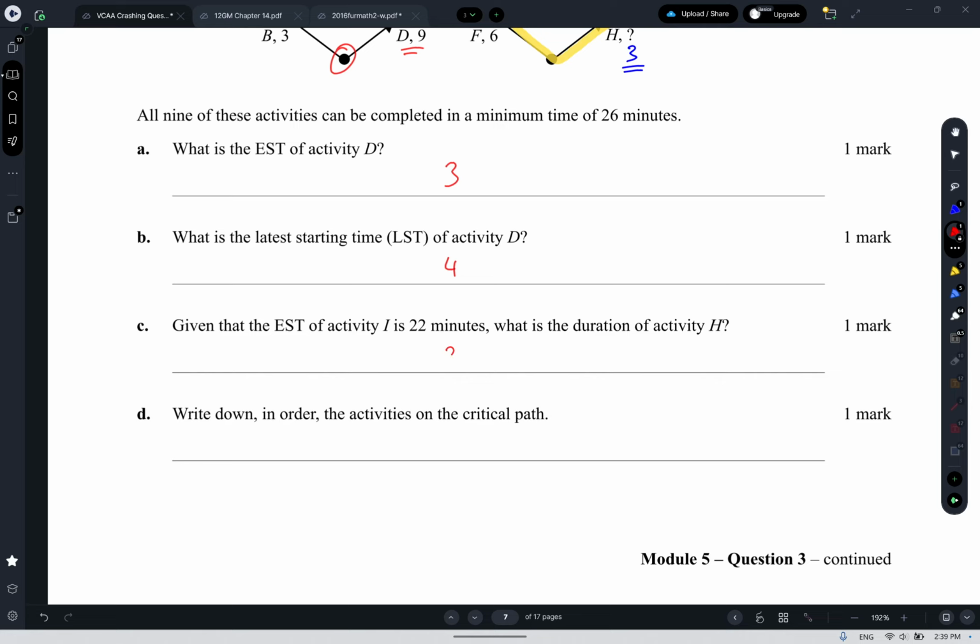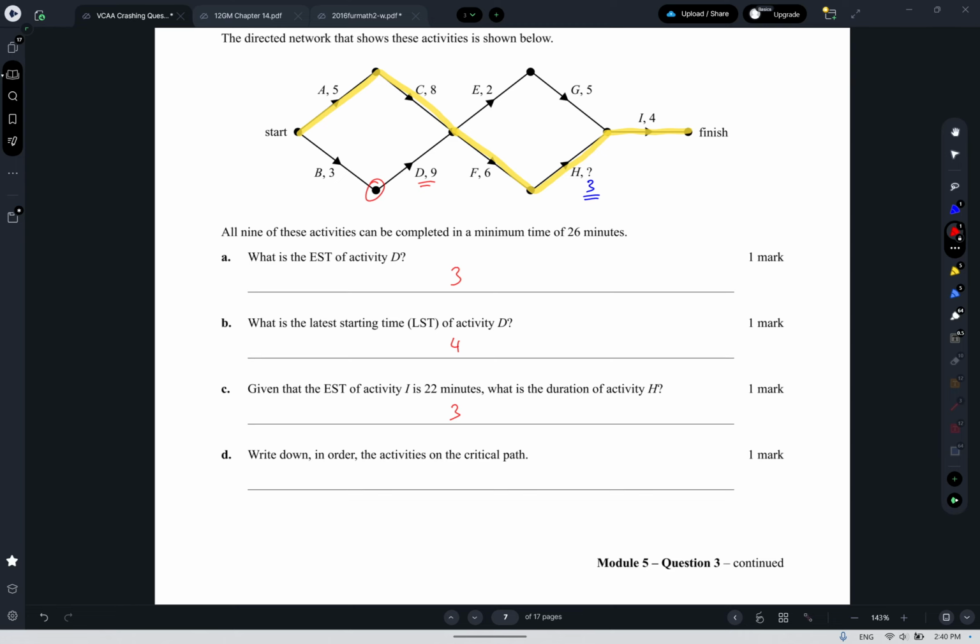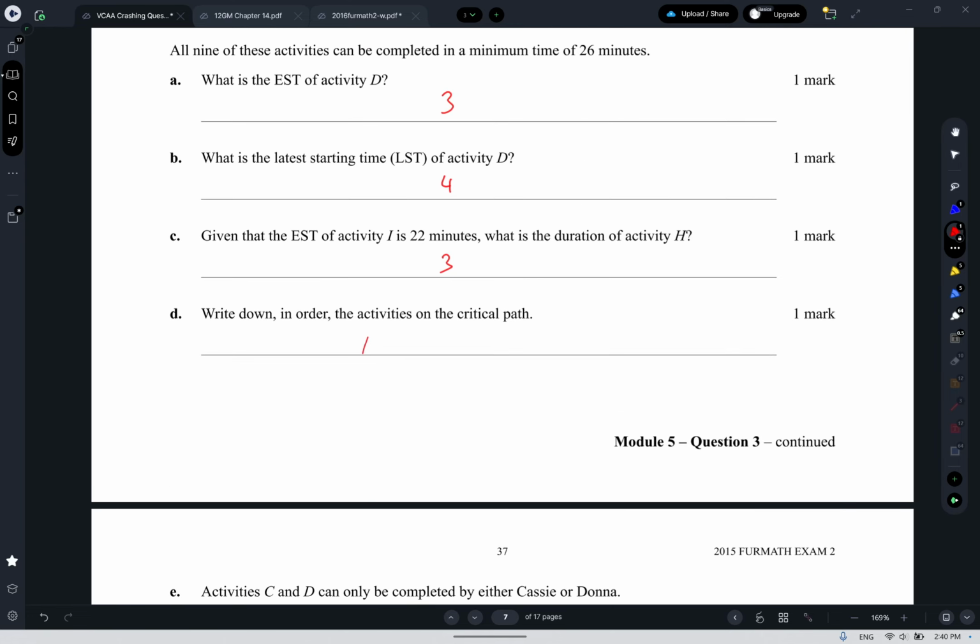Given that the EST of I is 22, what is the duration of H? We've already figured that out. Write down in order the activities on the critical path. Again, already figured out. AC, FH, I.